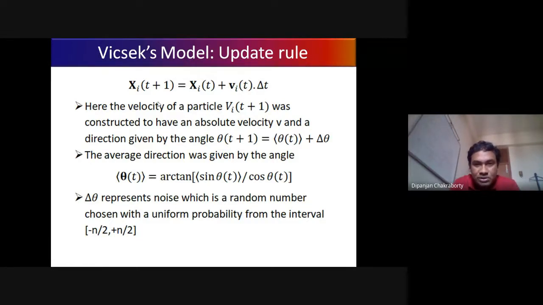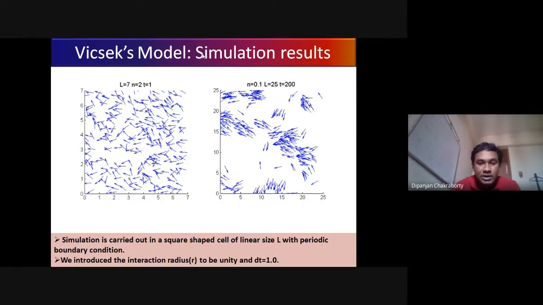Another thing is that we use periodic boundary conditions here, basically taking the system as an infinite system. Initially, we put these particles in an L cross L box, and first we take L equal to 7. The density of the particles depends on this L value, and this eta is the strength of the noise term. At the initial time, you will see that the particles are randomly distributed along every direction, so there is no correlation among them.